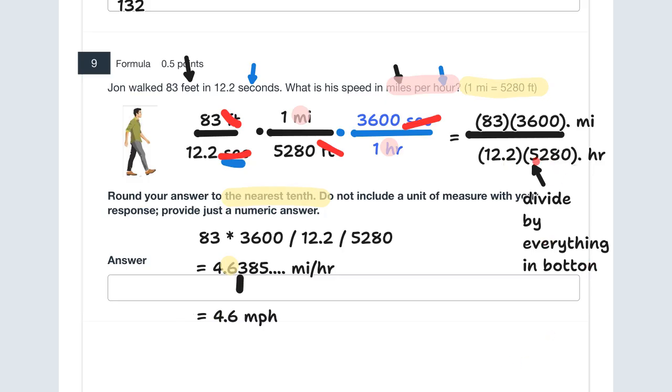A very common mistake has students multiplying by 5280 instead of dividing by 5280. So let's make sure we divide right here, not multiply. Now, what some students like to do is multiply 83 times 3600 and write that down, then 12.2 times 5280 and write that down, and then divide. That's fine. Realize that when you first multiply both of these together and then divide by the result, that's the same as dividing by each one of them individually.